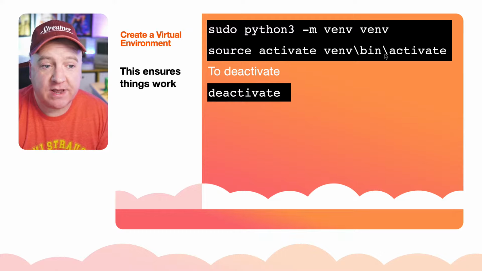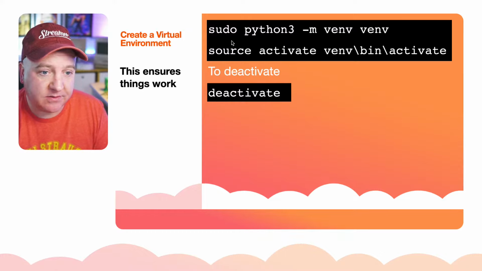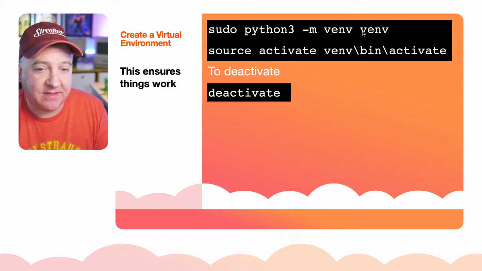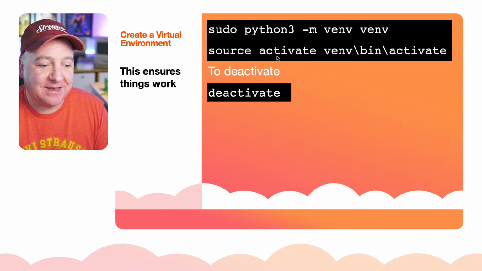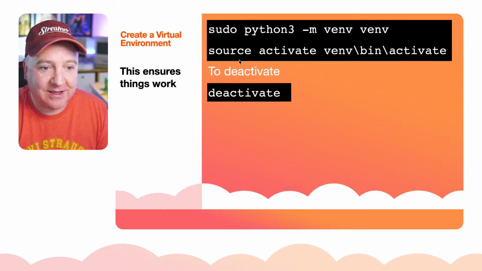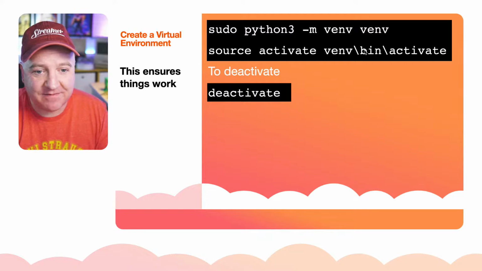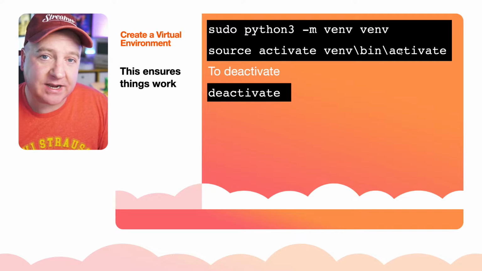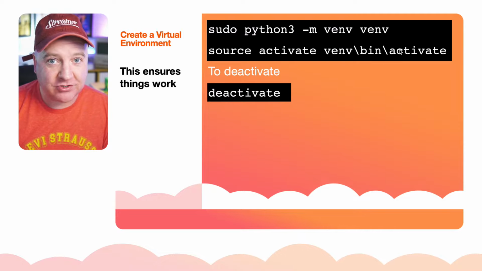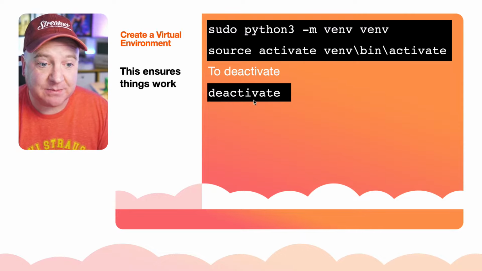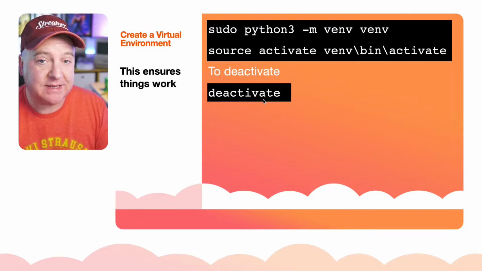To create a virtual environment, we just run this command: sudo python3 -m venv venv. Then to activate it we use source. So we say source activate, sorry, it's not activate, it's just source venv/bin/activate. That will actually activate the virtual environment, and to deactivate it, you simply type deactivate. We'll have a look at this as well, just in case there's a lot of information coming at you here.